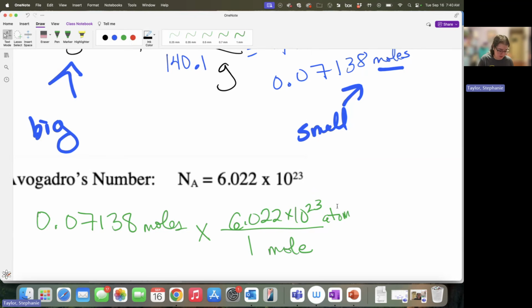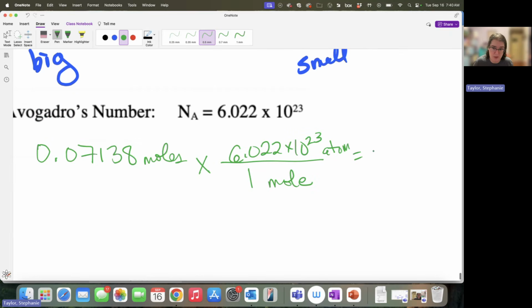But again, as far as tricks go, the trick is atoms have to be big. You have to have a large number of atoms. There's a bunch of them all in one place. So your atom number needs to be large. So if you're solving for atoms, that final number needs to be a big number.